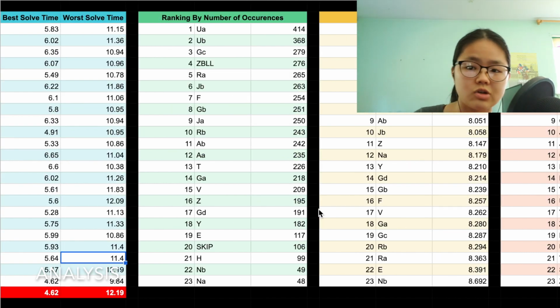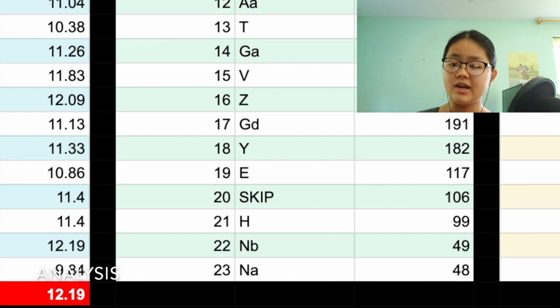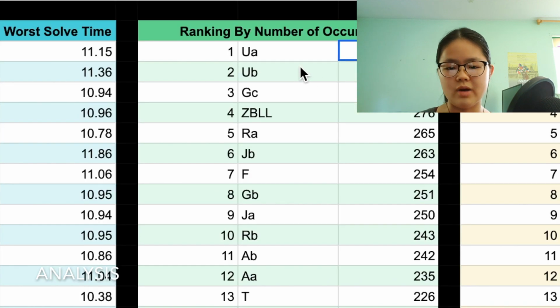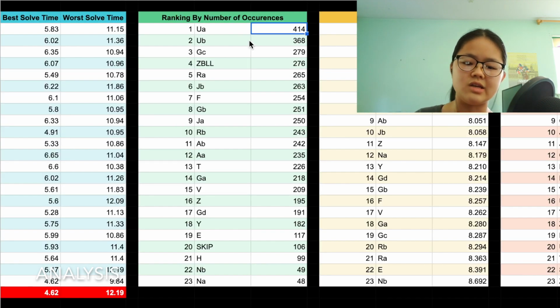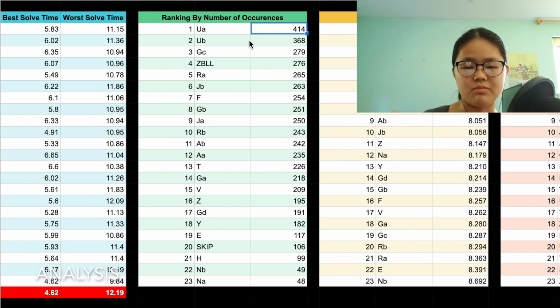So let's go over these charts a little bit quickly. Number of occurrences, honestly, the most surprising thing is NA and NB come up very, very little. Like if you look at this, they come up 10 times less often than the UA perm. I also found it quite interesting that the UA perm came up 50 more times than the UB perm, because theoretically these should come up the same. Obviously, I don't know the math behind how often PLLs come up, and it may be different depending on the ALGs you use for OLL and things like that, but I found that quite interesting.